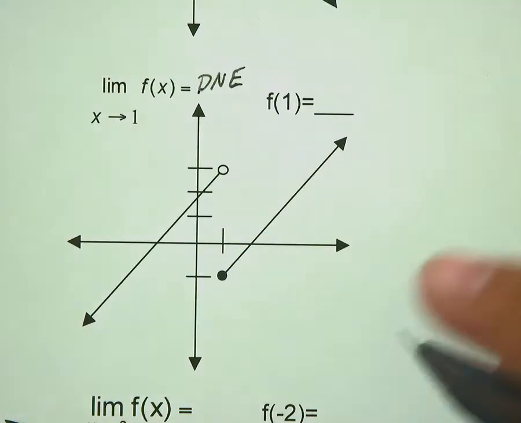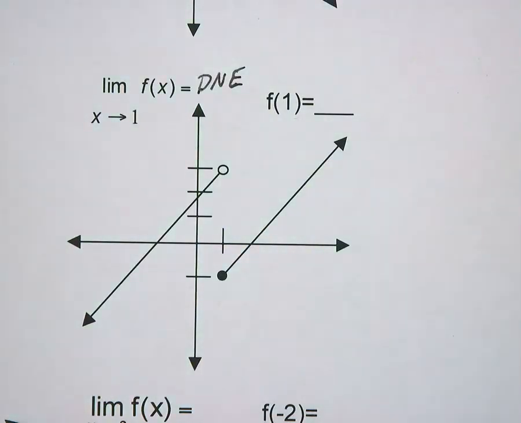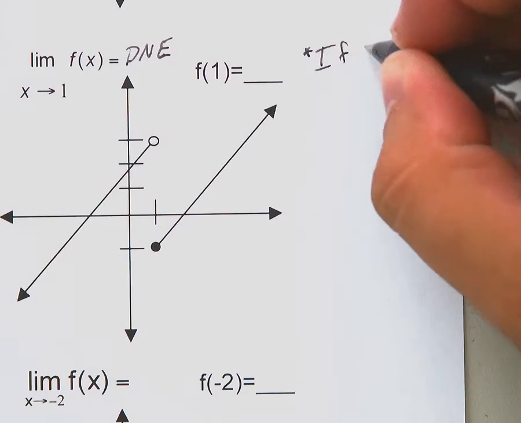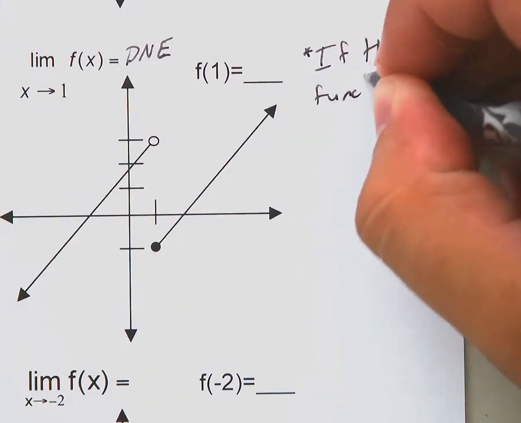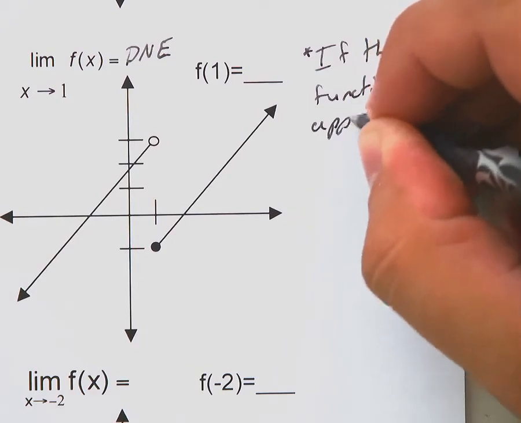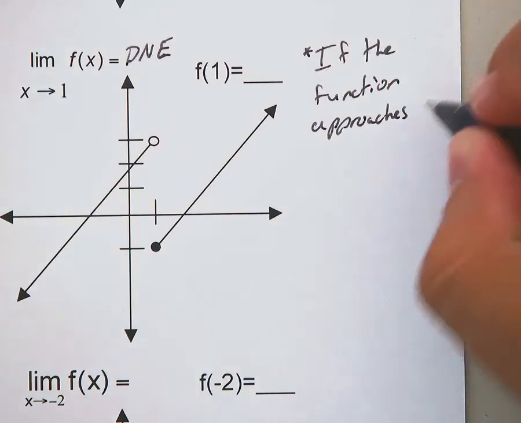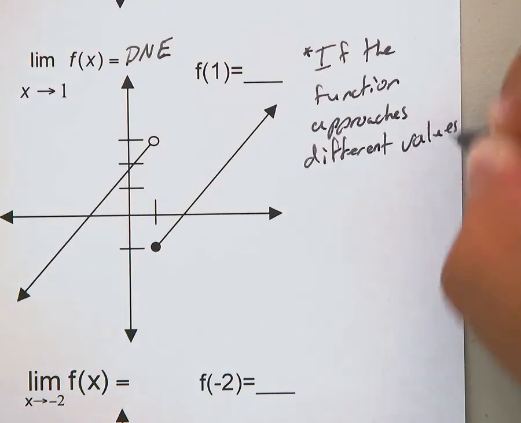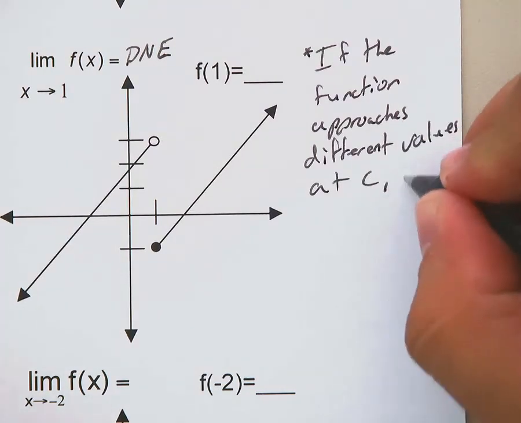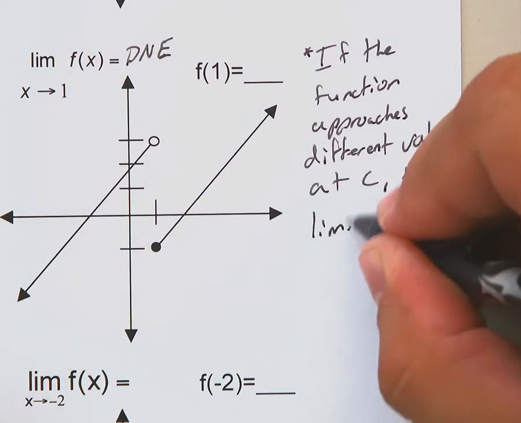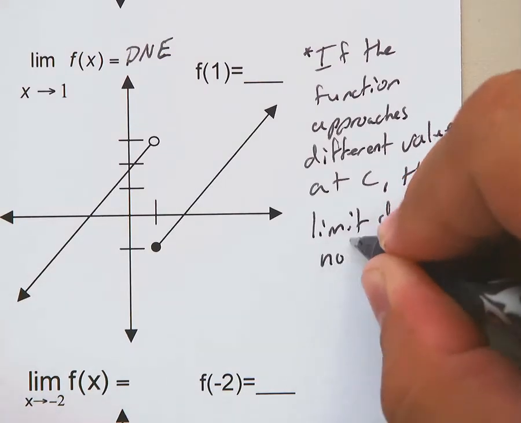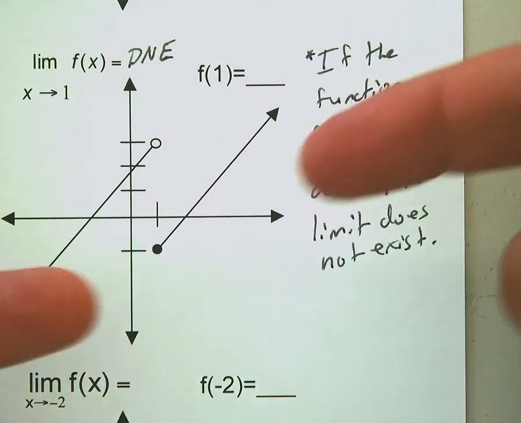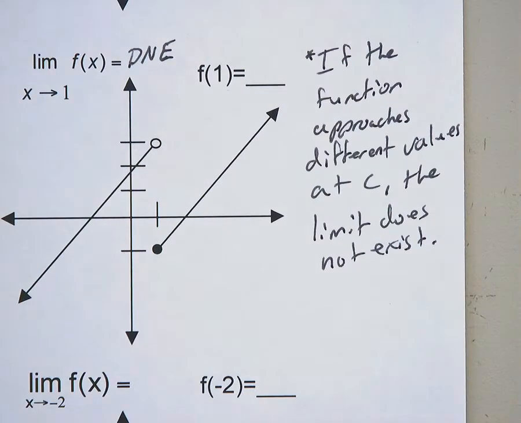And I cannot stress this enough. You will hear this time and time again. I'm going to write this off to the side. If the function approaches different values at c, the limit does not exist. Can't say it more simple than that. If you are going to two different numbers, your limit does not exist.